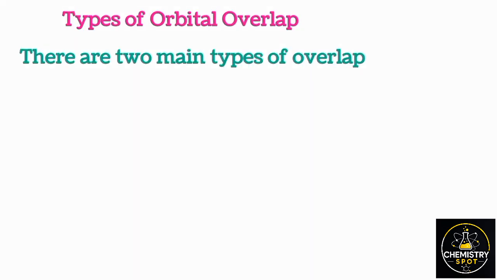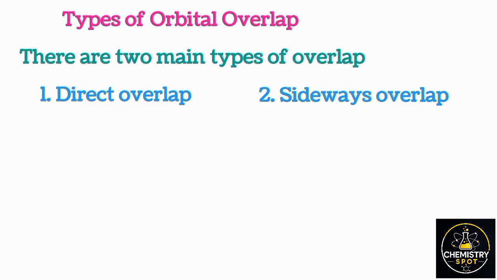There are two main types of orbital overlap. The first is direct overlap. The second is sideways overlap. These two types of overlap produce two different types of covalent bonds.